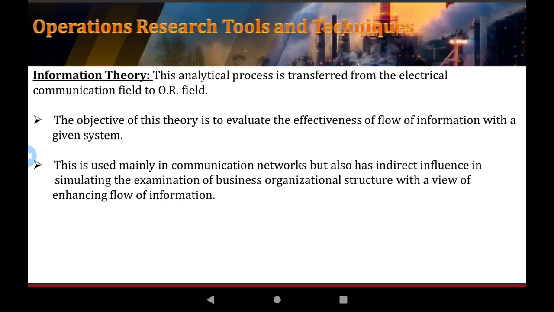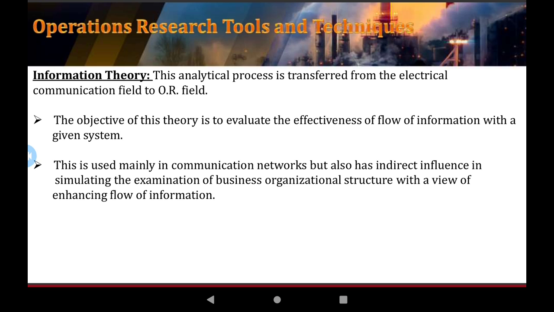For any system, information theory provides procedures and information about the completion of a project, the number of members who performed work in the project, the number of machines, and the equipment used in these machines. Information theory is mainly used in communication networks.